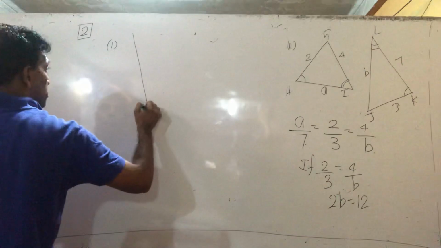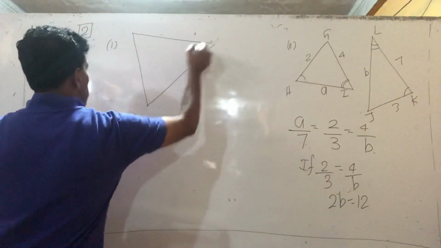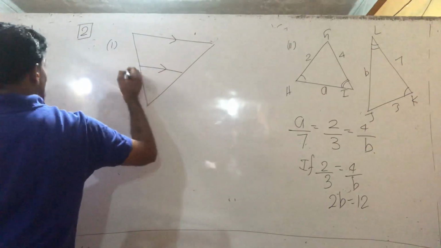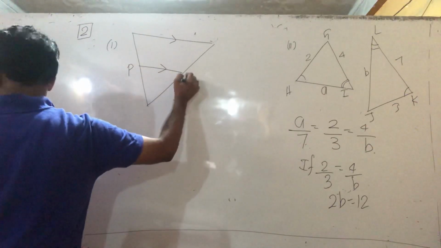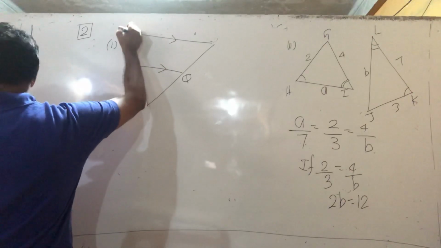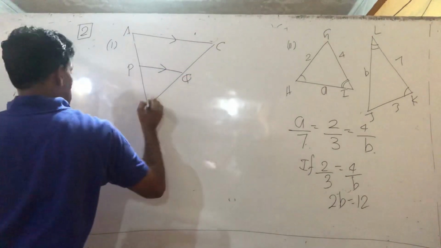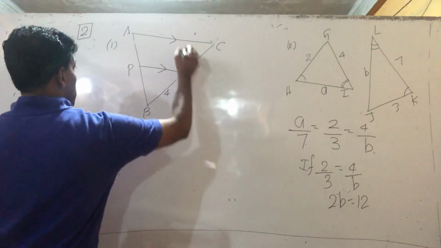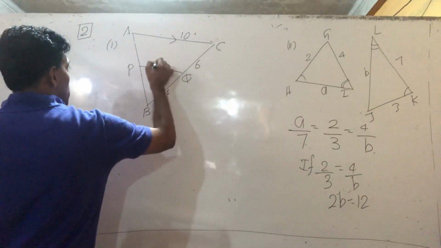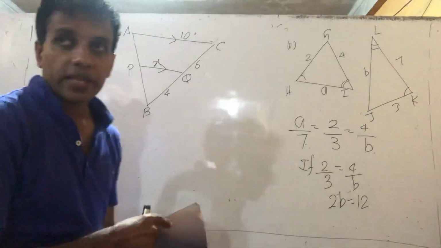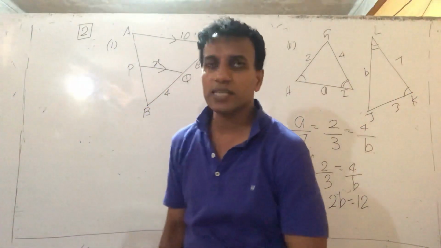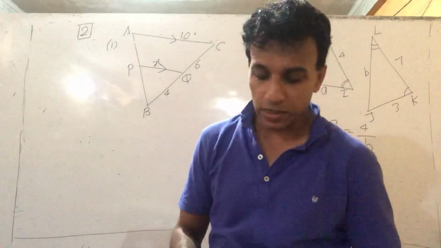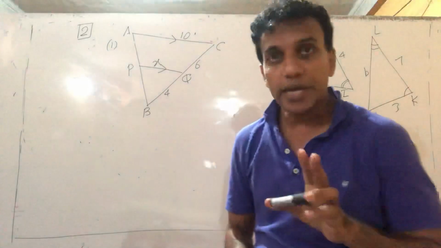So your first diagram: these two are parallel, P, Q, A, C, B, here 4, here 6, here 10. So simply you can find the X answer, but before that they ask, like a part 2 paper, show that the small triangle and the large triangle are equiangular.